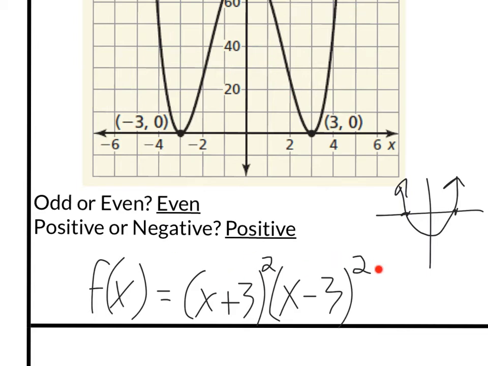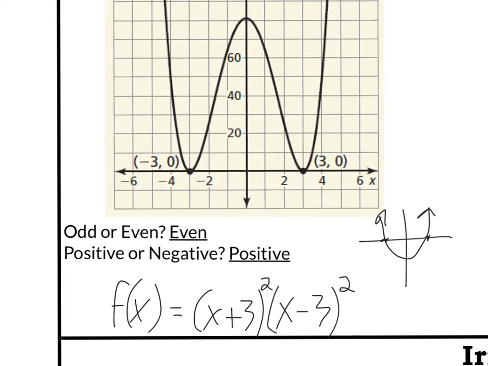So I had to square both of these because it was an even function that looked like a W. If it was an even function that looked like a U, I wouldn't need those powers of 2, okay? But because it looked like a W, I had to add in those powers of 2. So I have 2 x's here and 2 more x's there, and it's all multiplying together, so that means it's a degree of 4, okay?